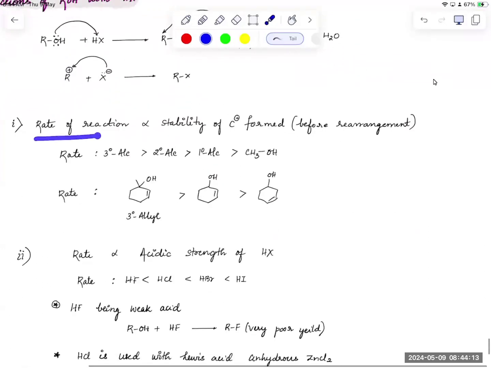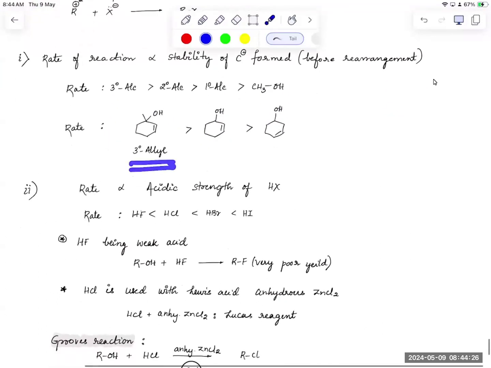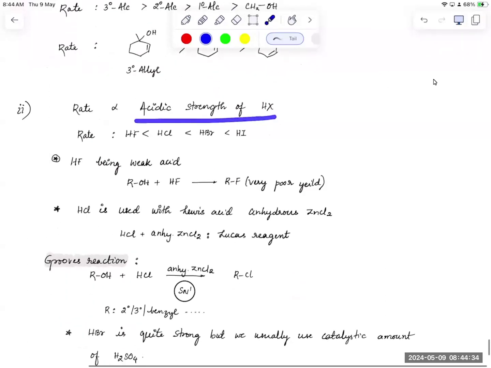Notice this. Rate of reaction is directly proportional to the stability of the carbocation. So 3-degree alcohols will react faster than 2-degree, 1-degree and methanol. And 3-degree allyl will have a much faster reaction than only allyl, and than a simple secondary without allyl. And rate is always proportional to acidic strength.